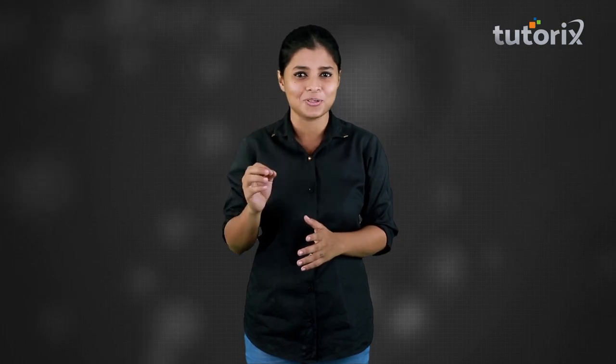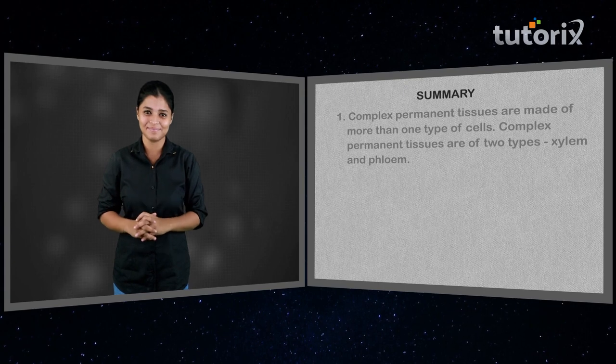Vascular tissue is a distinctive feature of the complex plants, one that has made their survival in terrestrial environments possible. With this, we have come to the end of this video and successfully completed plant tissues. From the next video onwards, we will embark on another journey which will include finding out the tissues that constitute animals. Now, it's summary time.